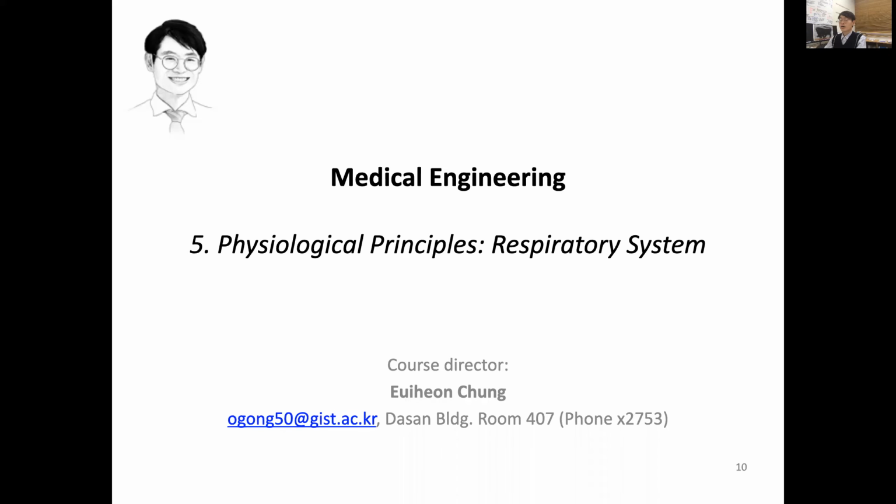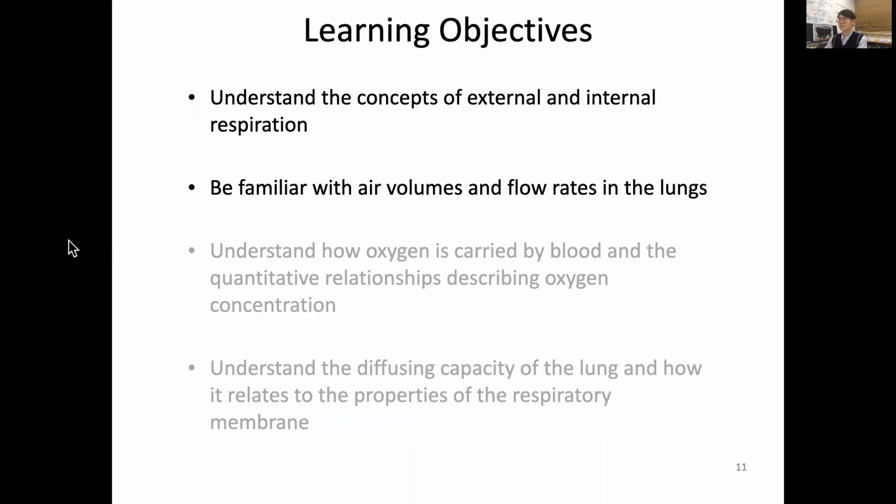Hi, now we're going to discuss physiological principles, especially the respiratory system. We will start by understanding the concept of external and internal respiration, and we also want to define air volumes and flow rate that happen in our lungs.